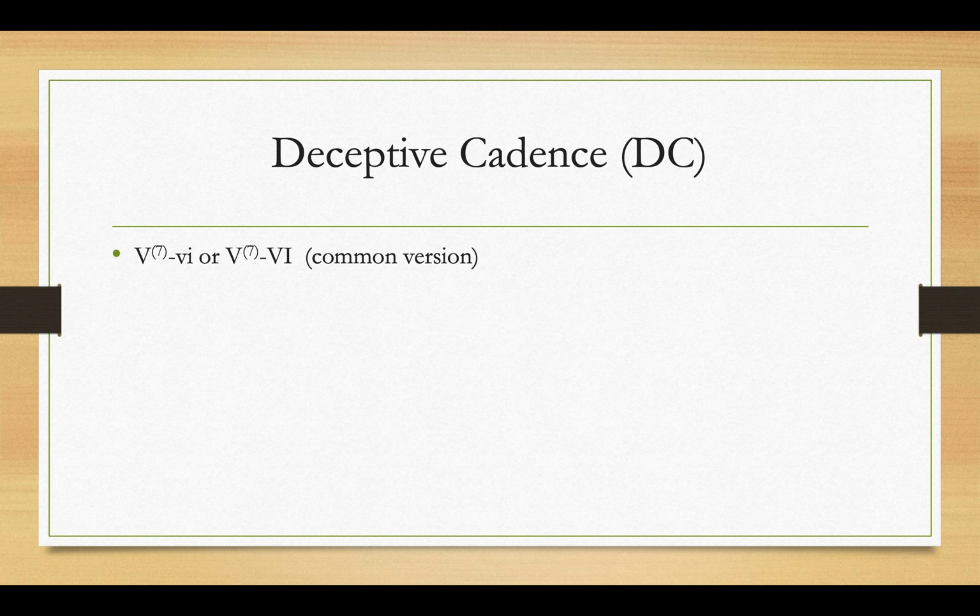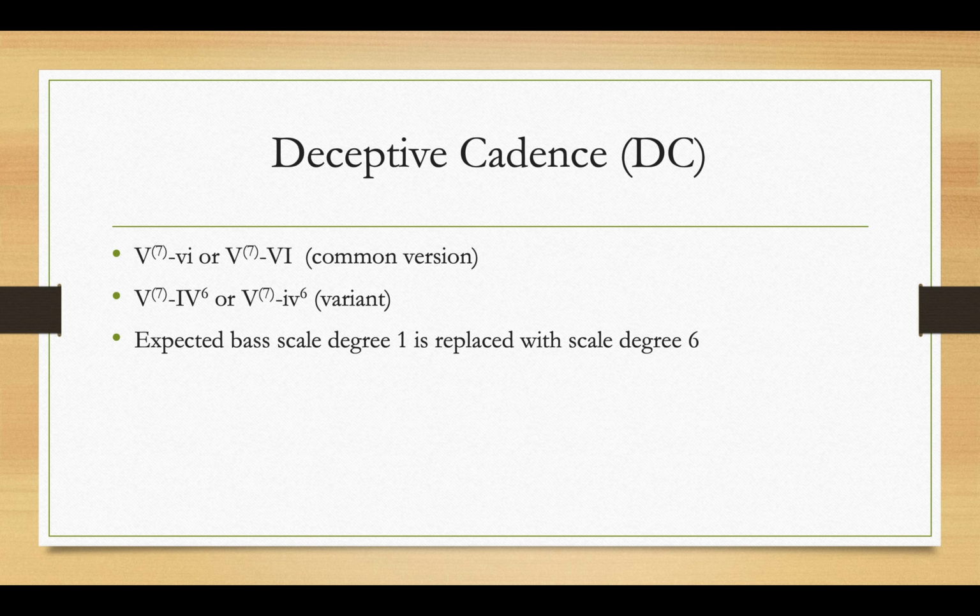This is a cadence that features a dominant going to a submediant, most often, or another possible variant involves a dominant going to a 4/6. In both cases, the expected bass scale degree 1, which would have arrived if the second chord in the cadence had been a 1 chord, is instead replaced with scale degree 6.